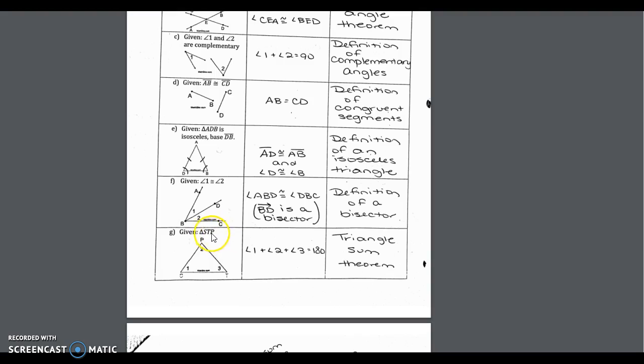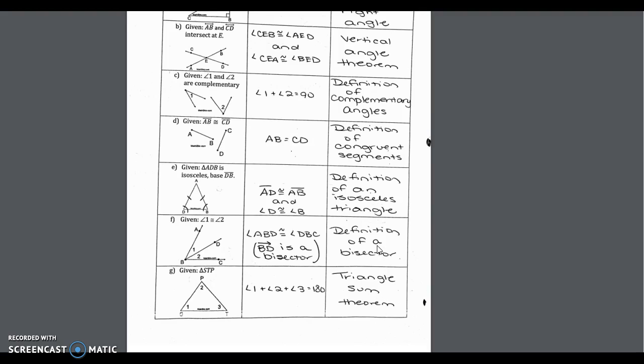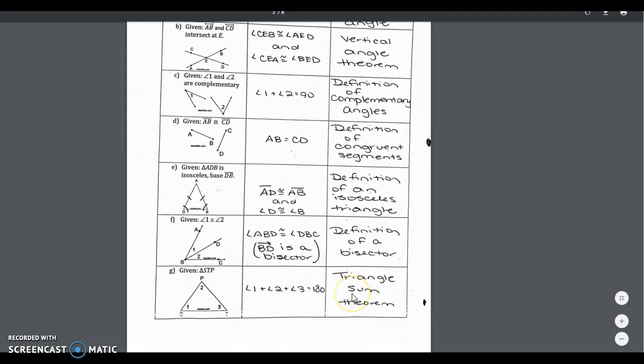Triangle STP is drawn here with angle 1, angle 2, and angle 3, and we know that those three angles are equal to 180 because of the triangle sum theorem. Go ahead and pause the video again, take a look at that third page, and unpause it in a moment. I'll give you some answers.